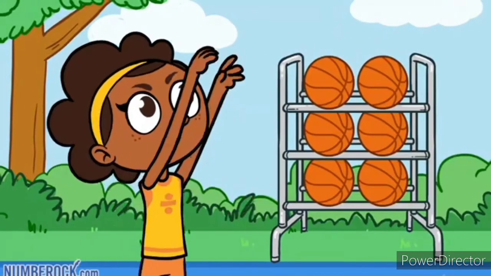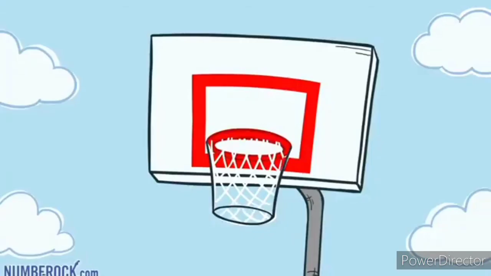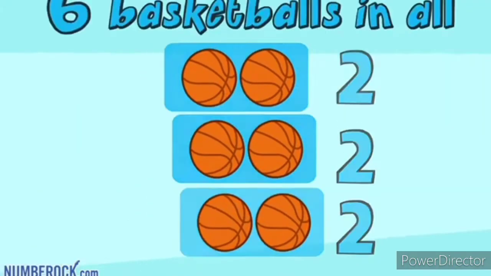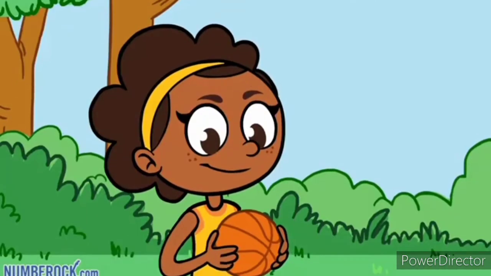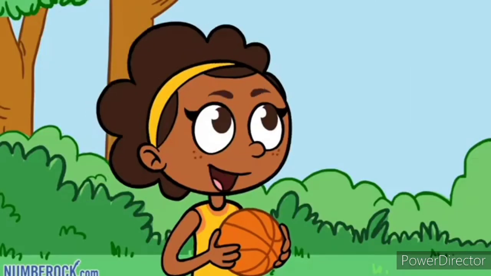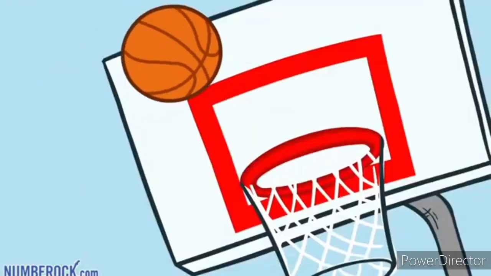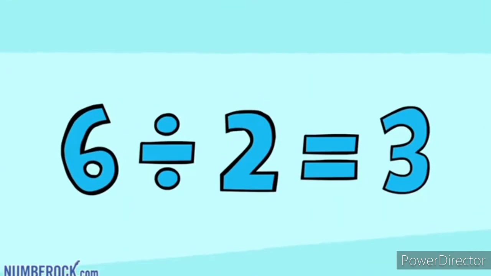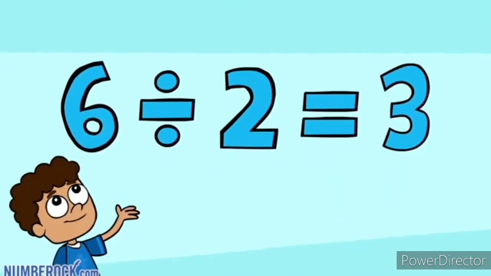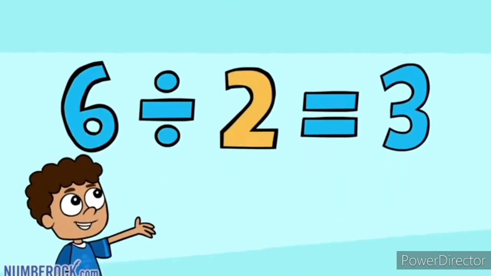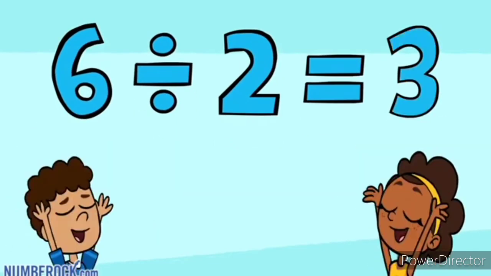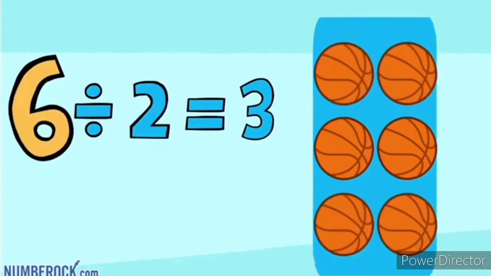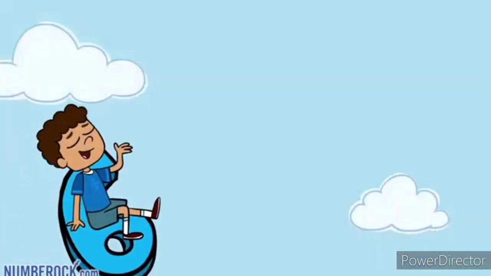I was practicing my aim before the basketball game with 3 groups of 2 basketballs, 6 basketballs in all. Took 2 shots, got nothing but net. Then 2 more and 2 more. Yes. Now 0 balls are left. That's the difference, and we can show this as a division sentence. 6, that's how many groups of 2 basketballs. We see 3 equal groups in all, so we call 3 groups the quotient, 2 the divisor, and then 6 the dividend.